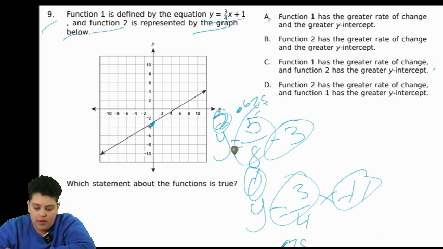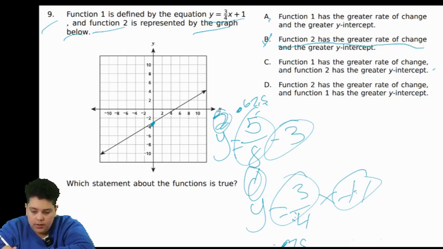Well, based on these two equations, I know that function 1 has a greater y-intercept, and function 1 also has a greater slope. So looking at these questions, I could determine that B would not be the answer because function 2 doesn't have a greater rate of change. Function 1 has a greater rate of change, but function 2 does not have a greater y-intercept, so it can't be C. We have two options, A or D.